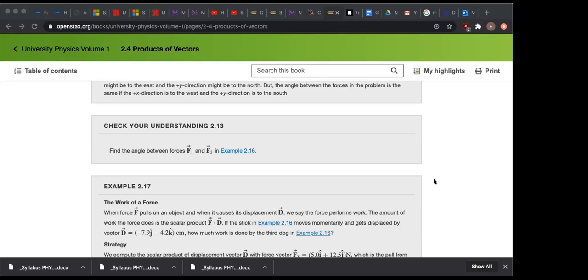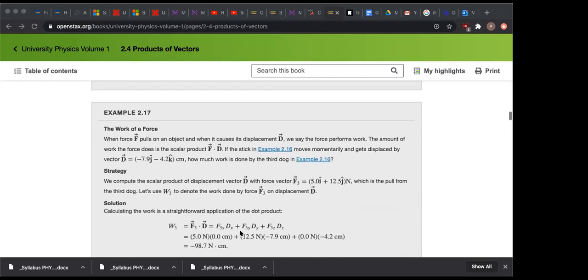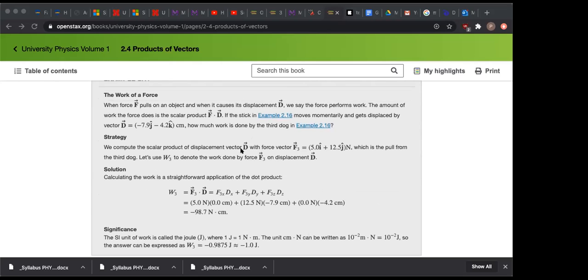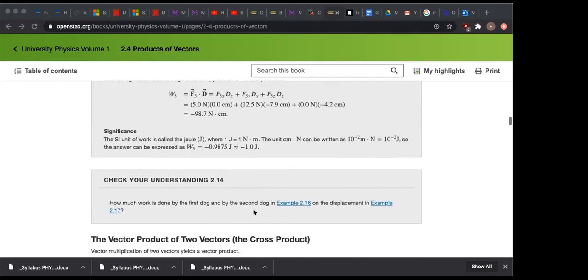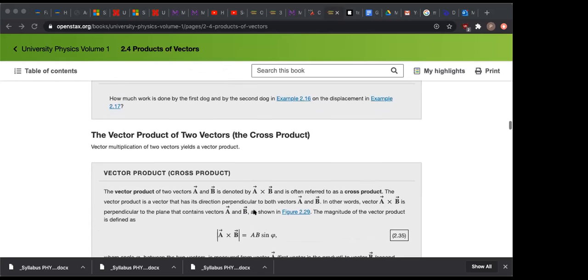So that's the primary place where we will use the dot product in this class, calculating the work done. The work is equal to the force dot with the displacement. They give you the displacement and the force here, and then you take the dot product between those and calculate the work done. You'll learn more about that when we get to the chapter on energy.